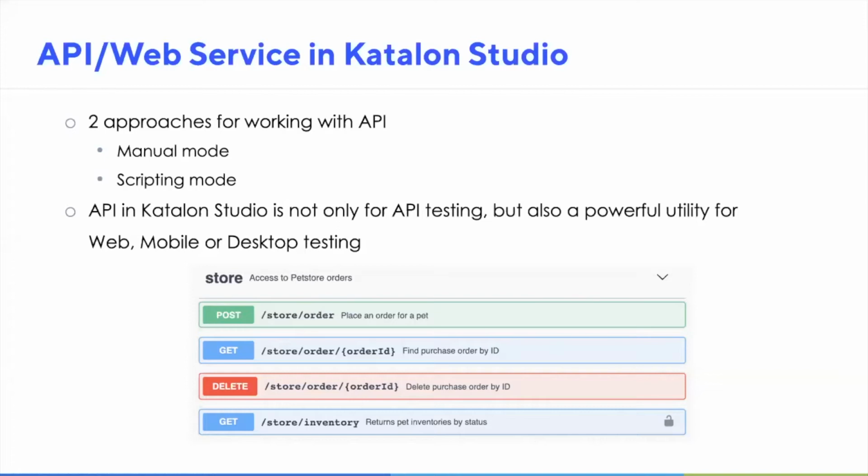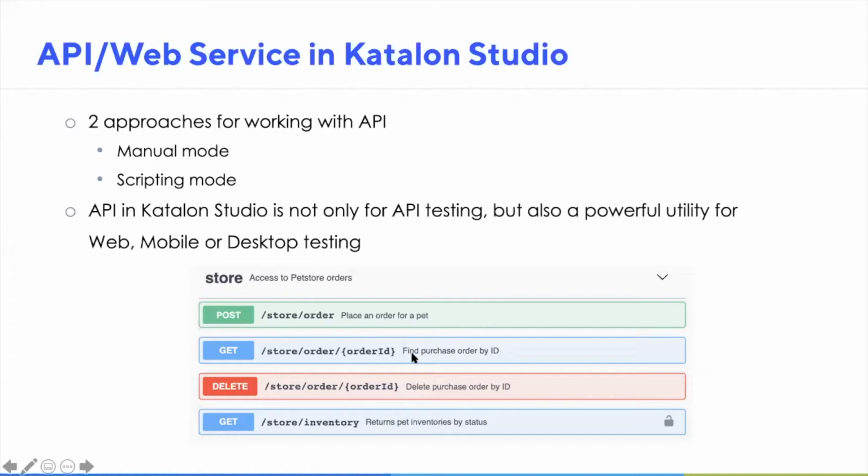And we do both because we know people out there have their own way to resolve the problem, so we have them to deal with that. So for API in Katalon Studio, it's not just about API testing, but today I will show you more about using API as a utility for making the test of web, mobile, or desktop faster.